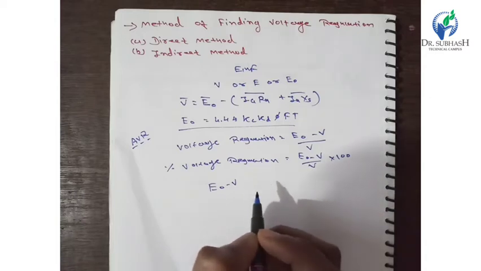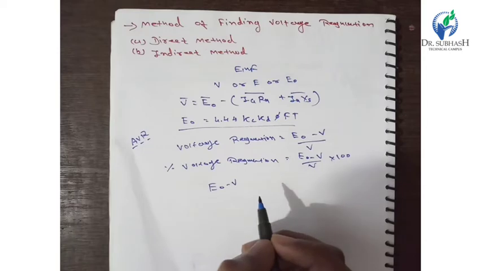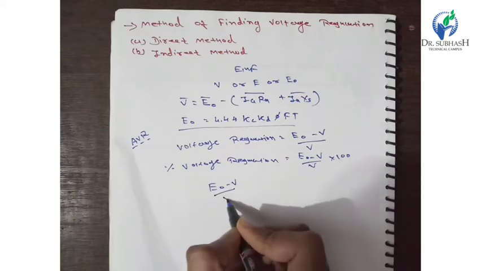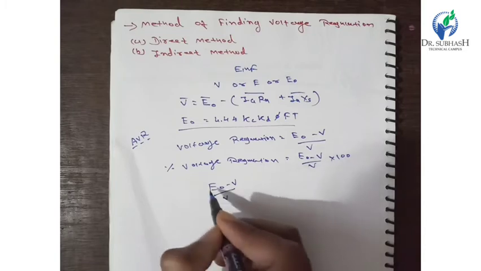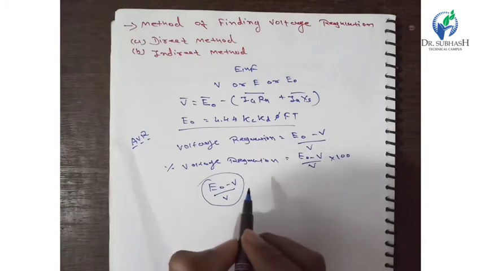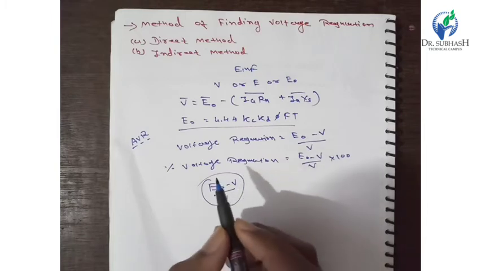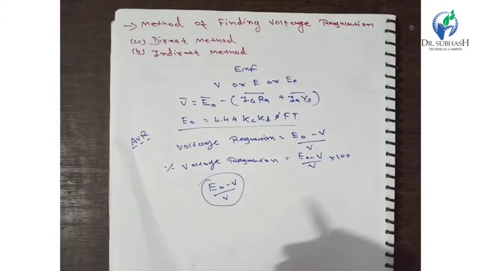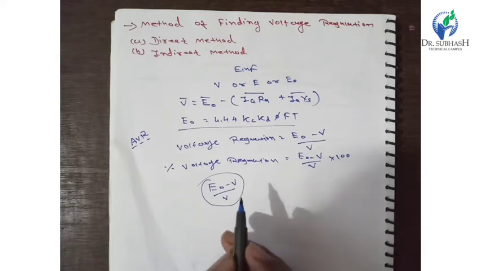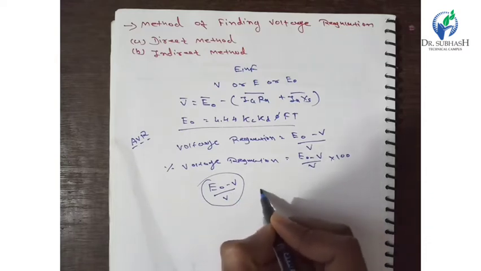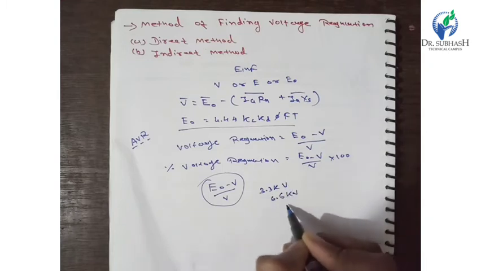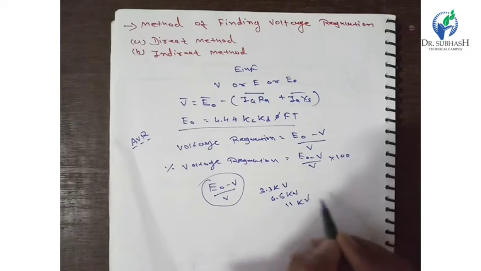In the above expression, we can write the regulation as the voltage change upon V. This is known as the voltage regulation process. For the alternator, we consider the voltage regulation in various steps. First, we discuss an alternator generating power at high voltage. The high voltage is generally 3.3 kV, 6.6 kV, 11 kV, etc.